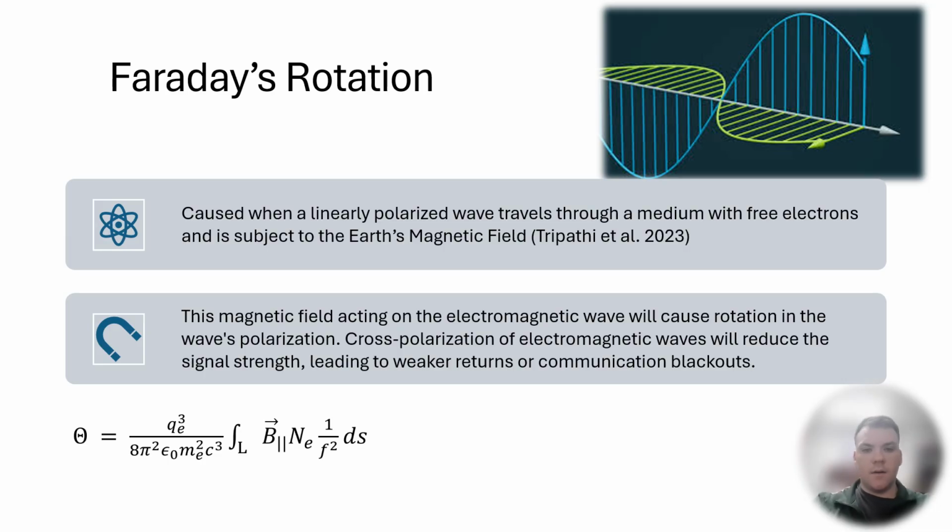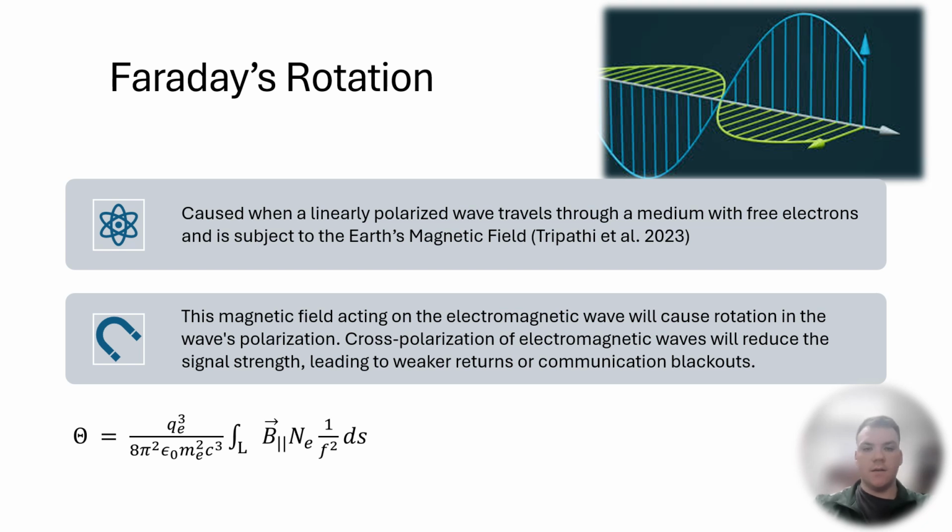So as we talked about, Faraday's rotation is caused by when a linearly polarized wave is traveling through a medium of free electrons. These free electrons are then subject to the Earth's magnetic field, where it will rotate the wave's polarization.